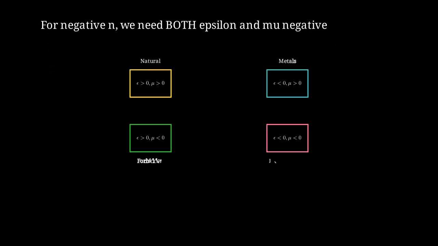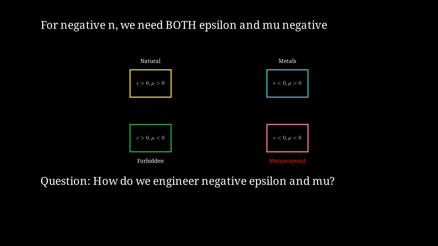This diagram shows the 4 quadrants. Natural materials live in the top right with both positive. Metals have negative epsilon. The bottom left with both negative is where metamaterials operate. The critical question becomes, how can we engineer structures that exhibit both negative permittivity and negative permeability?